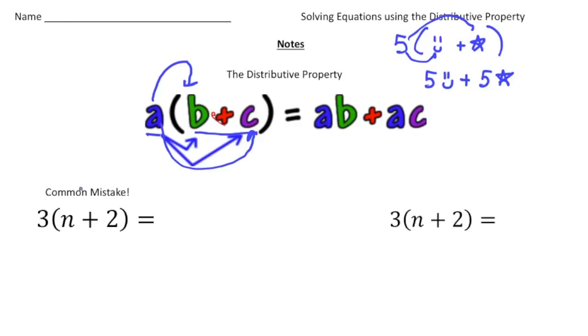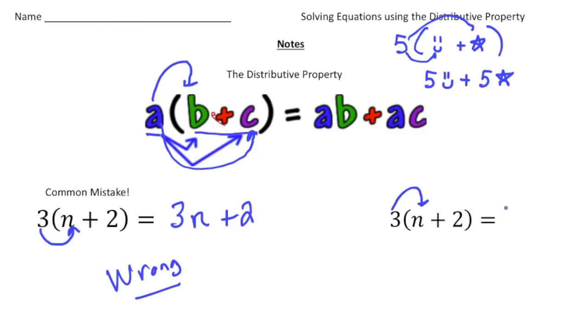Okay? Now here's a common mistake. For example, down here we have 3 times n plus 2. People often do the 3 times the n, which gives you 3n. But then they just add the 2, like a plus 2. Okay? This is wrong. Please write down wrong here. What you have to remember is we have 3 groups of everything inside here. So 3 times n does give you the 3n. But then 3 times 2 gives you 6. So that would be 3n plus 6.